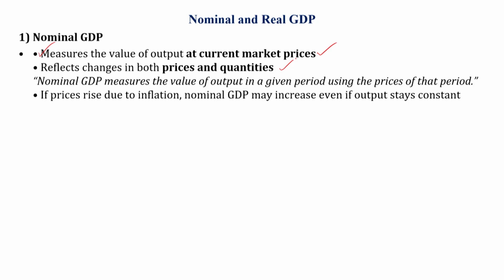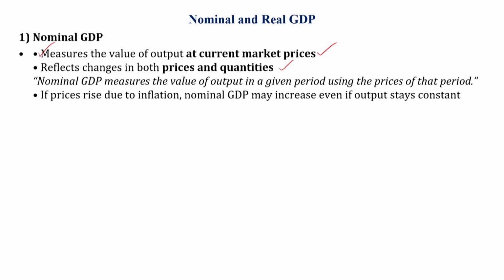So simply the definition is that nominal GDP measures the value of output in a given period using the prices of that period. The GDP we normally calculate every year is GDP at nominal prices, that is the nominal GDP. But the concern here is that, as compared to the previous year, if this year there is an increase in prices, then the nominal GDP may increase even if output stays constant.